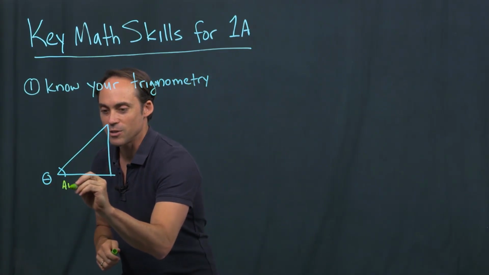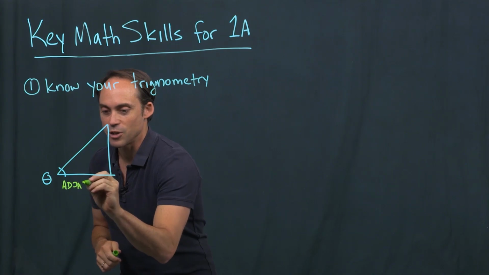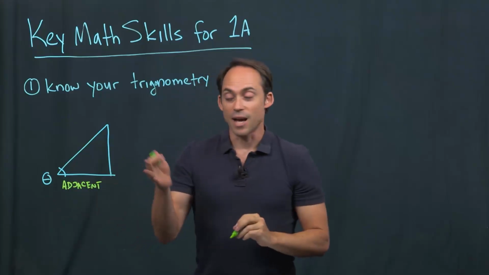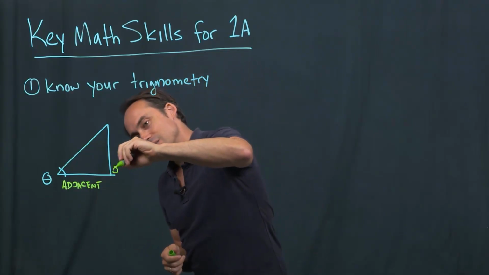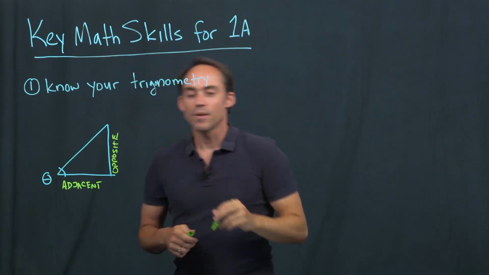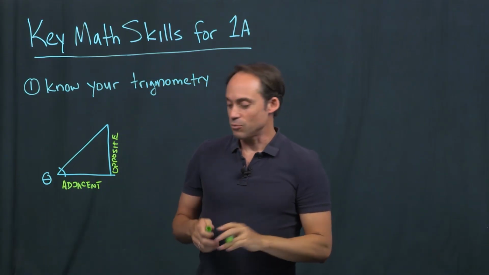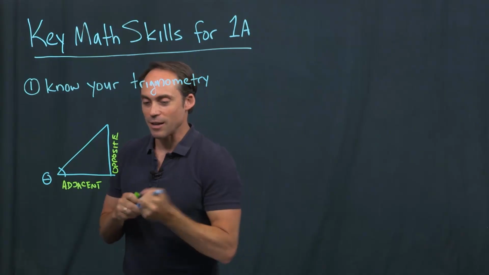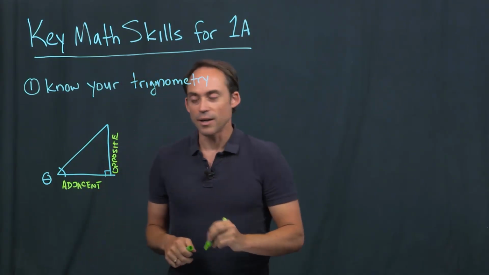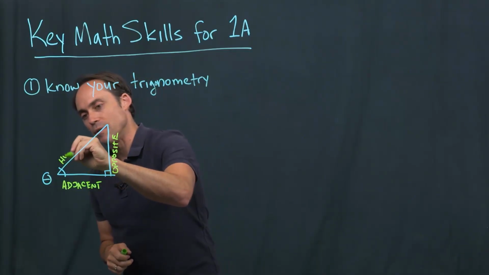The side that's closest we commonly refer to as the adjacent. The side that's opposite that angle is, not surprisingly, the opposite. And the long side of this right triangle, and I should make clear that this is a right triangle that we're drawing, is called the hypotenuse.